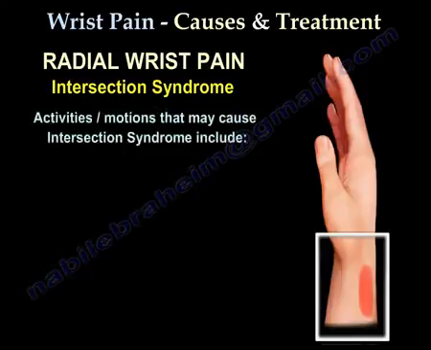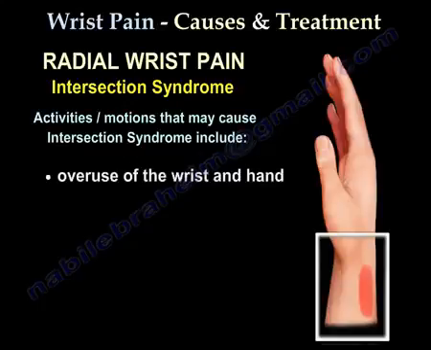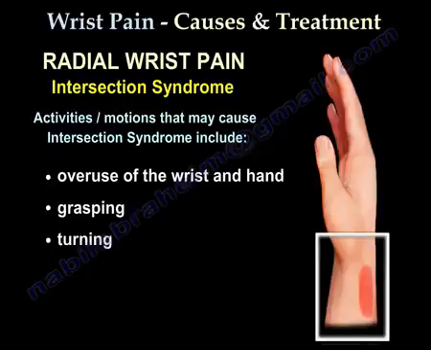Many activities will cause intersection syndrome. It will include overuse of the wrist and hand, grasping, turning, twisting. Please note that the pain and the tenderness is more proximal than De Quervain syndrome.